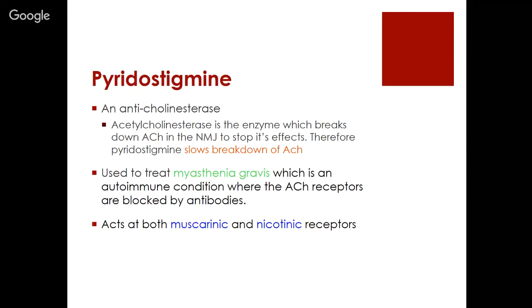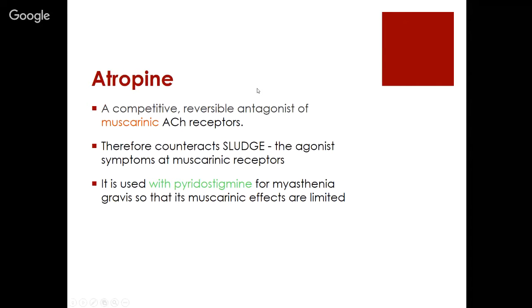So basically, if you're getting more into that neuromuscular junction by using pyridostigmine, it's going to be able to knock out the antibodies and help this condition be resolved slightly. However, I said that it acted on nicotinic and muscarinic receptors. The one that you want is the nicotinic effect, which is the somatic nervous system. So atropine is used as an antagonist of muscarinic receptors.